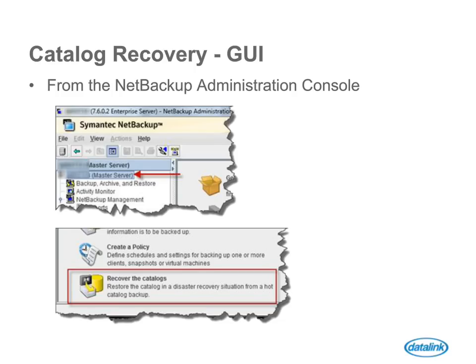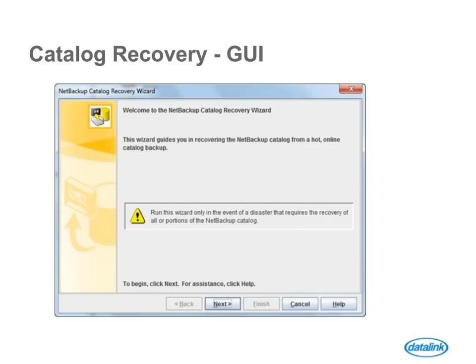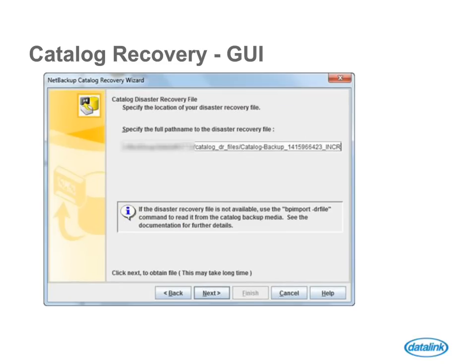Now, if you're going to do this through the GUI, basically from the main NetBackup admin console screen, if you go down to the bottom, you will see a section there that says Recover the Catalogs. And you'll get a pop-up window, and it's pretty much a recovery wizard that will walk you through. And the first thing you do is specify the path name to the disaster recovery file.